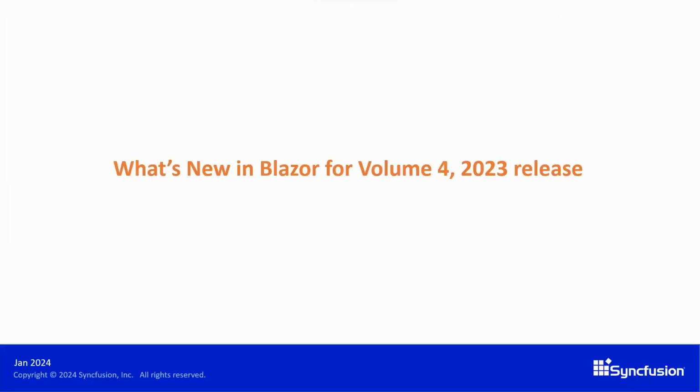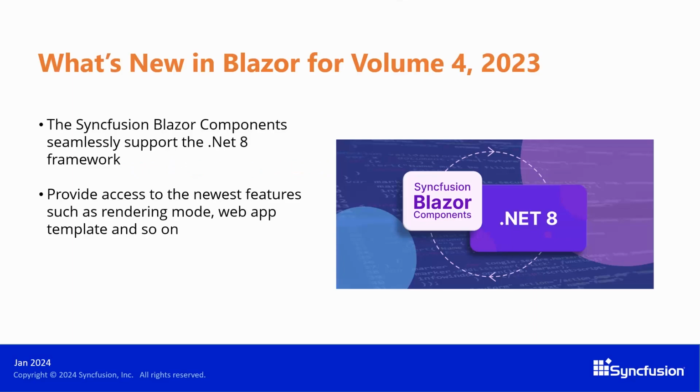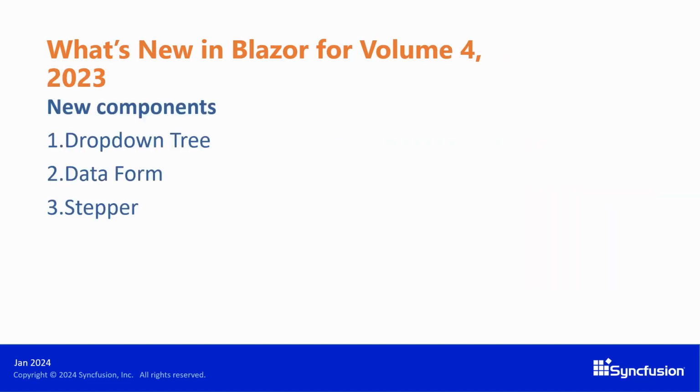Next, let me take you through the updates in the Syncfusion Blazor components for Volume 4 2023 release. The first update is that the Syncfusion Blazor components now seamlessly support the .NET 8 framework. We provide access to the newest features of the .NET 8 framework such as rendering mode, web app template, and so on. Next, let's see the new components that are introduced for Volume 4 2023 release. They are dropdown tree, data form, and stepper. These components are introduced in the preview state.